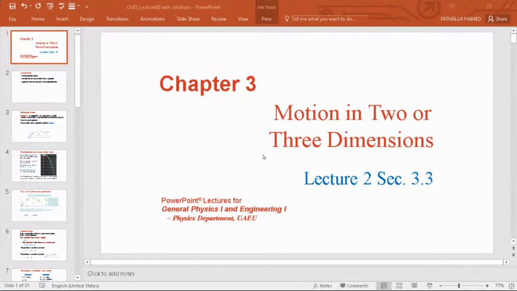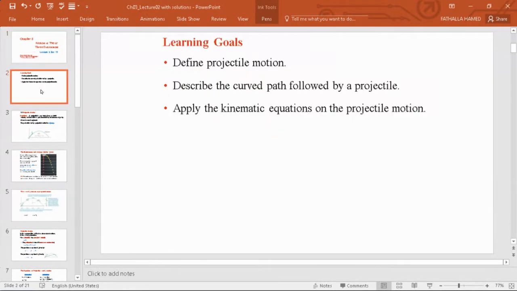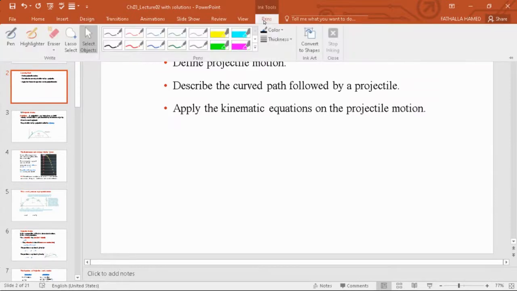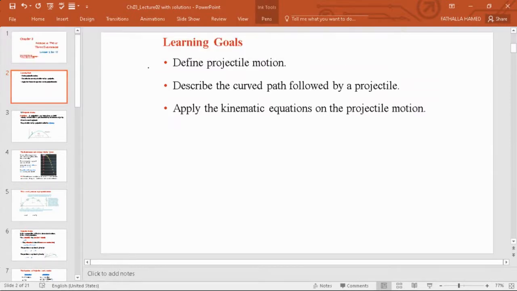All right, today we're going to start the second lecture of chapter number 3. And our learning goals for today is to define projectile motion, describe the curved path followed by a projectile, apply kinematic equations on the projectile motion.